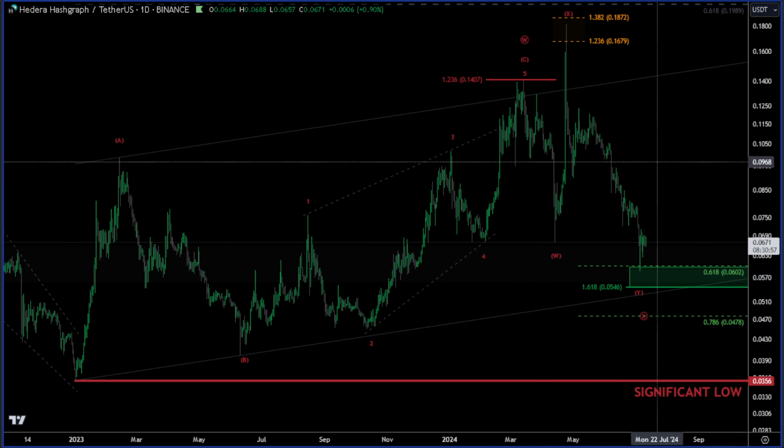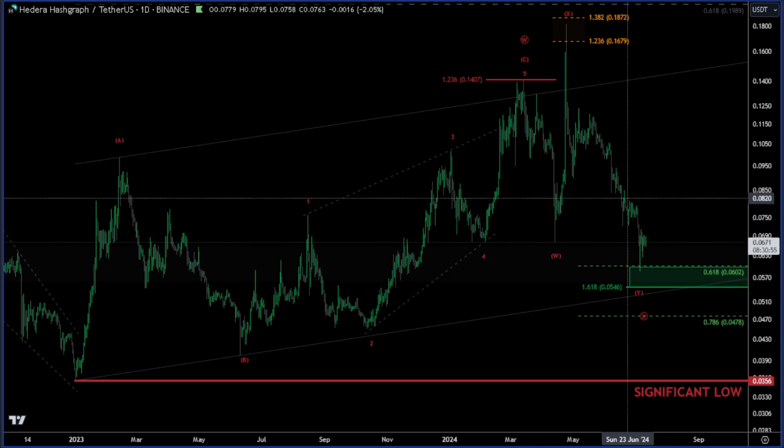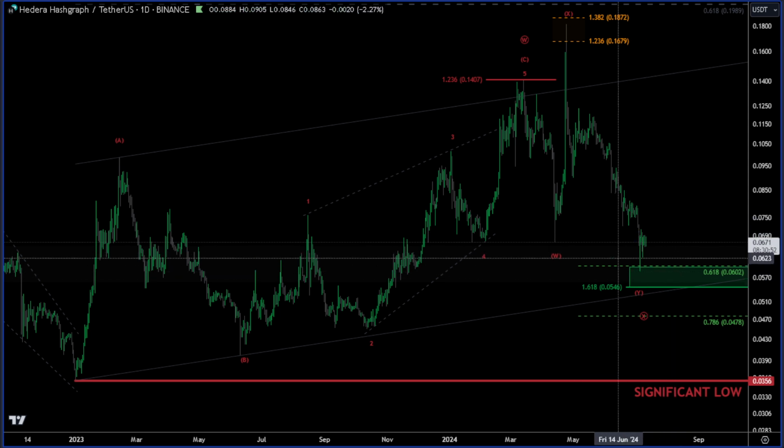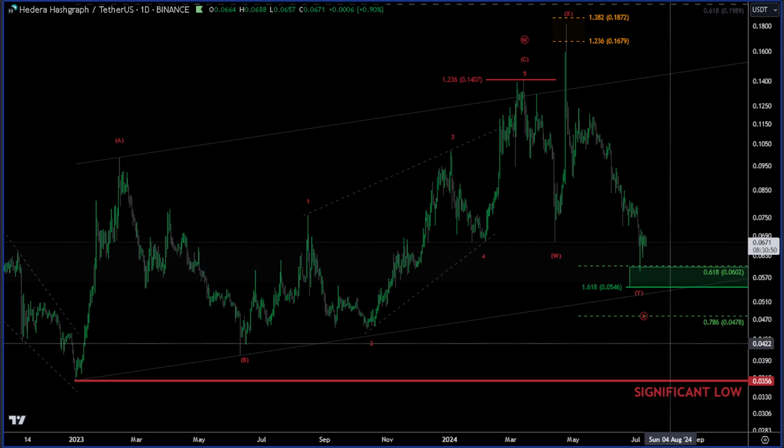Welcome to Caching Waves. This is an Elliott Wave update for Hbar. Now I'm going to be looking into this potential bottom pivot at the moment.